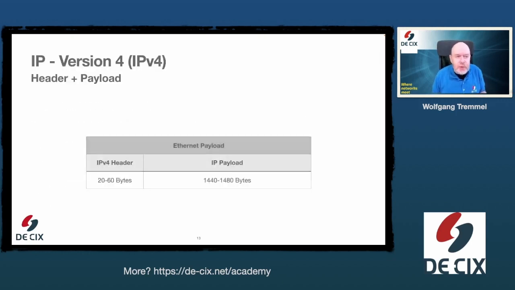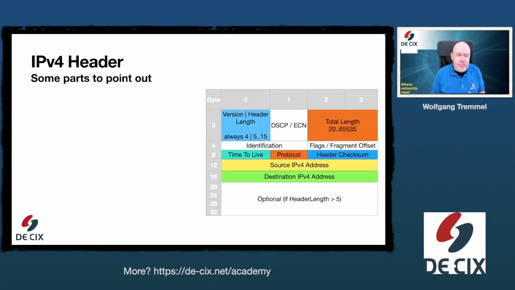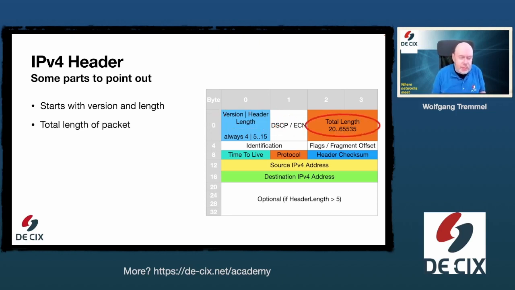Let's start with IP version 4. How is an IPv4 packet structured? Of course, we have a header and we have a payload. Let's have a look at the IP version 4 header and explain some of the fields you can see here. It all starts with a version number, which is of course 4 in this case, and a length of the header. Also, we have the total length of the packet.